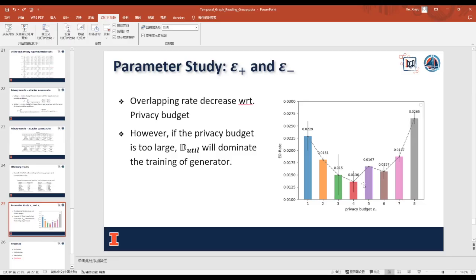However, an interesting thing that we observe is that when the privacy budget increases to a certain threshold, in this case about 4, the edge overlapping rate will instead actually increase. This is because we are doing min-max training while having the utility discriminator as a scoring function. If the privacy budget is very large, the input preserved graph will be mostly random, and the privacy discriminator cannot learn anything useful. So in the min-max game, the penalty from the utility discriminator will dominate the training of the generator, and therefore the generated graph will lean towards the original graph, thus having a larger edge overlapping rate.